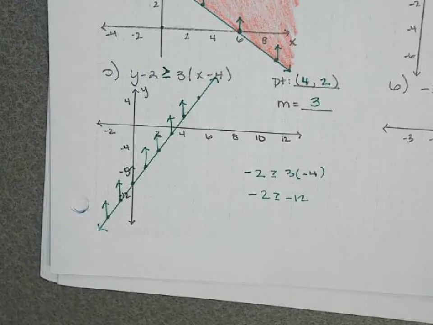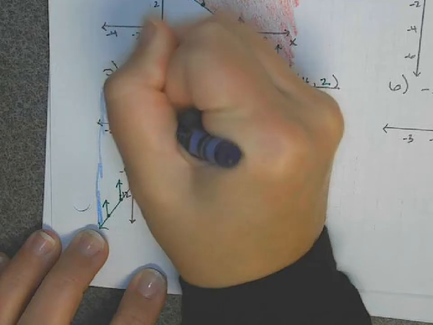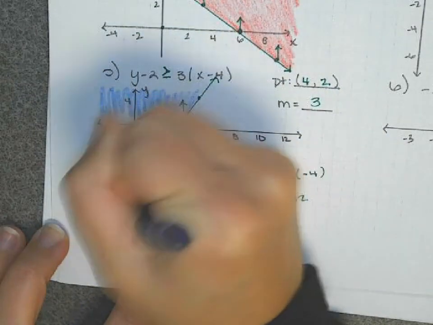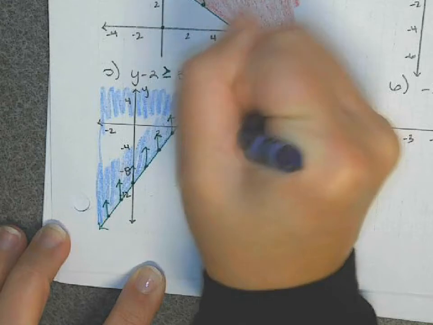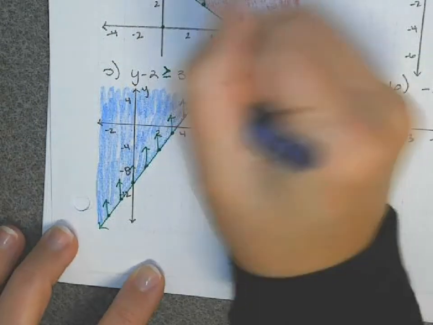So what I'll do is I'll color in that half of my graph with a different color, because I dropped my orange. So anything in this blue region, anything on that green line, any of that is part of this solution.